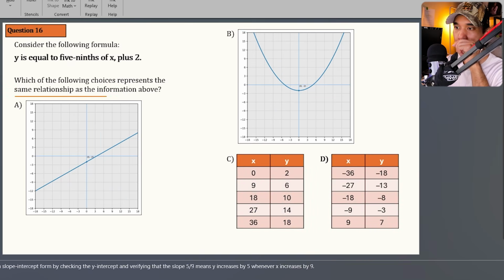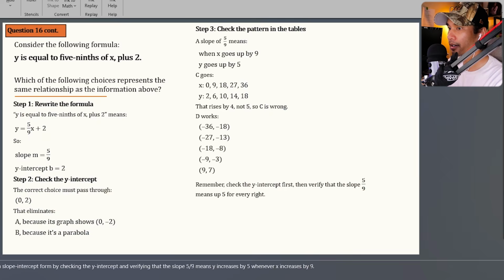So let's just go ahead and go to the answer choices. So y is equal to 5/9 of x, or consider the following formula, y is equal to 5/9 of x plus 2, and it is answer choice D. And then we just see over here that we have to know how to rewrite the formula into y equals mx plus b, identify the slope, identify the y-intercept, check the y-intercept, okay? Check that it starts at 0, 2.